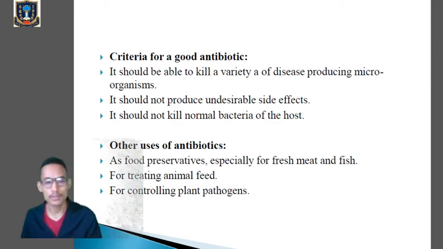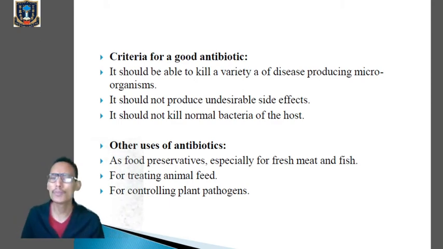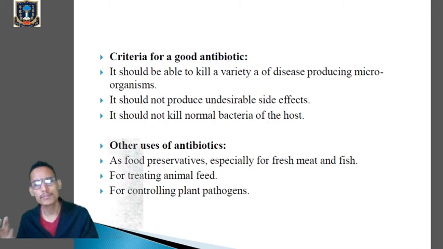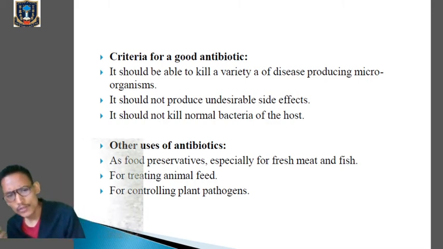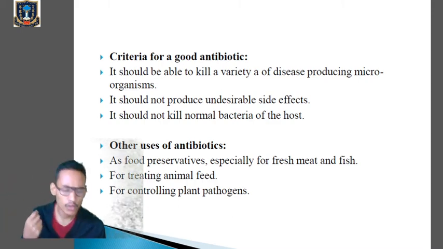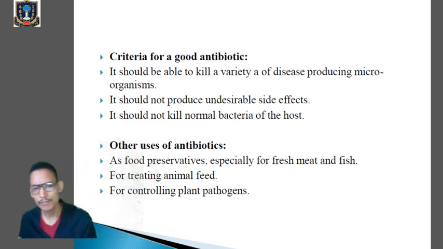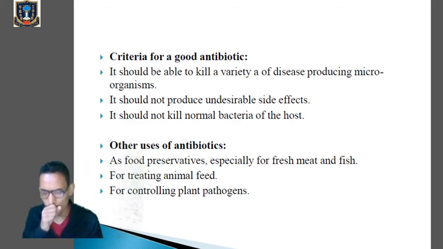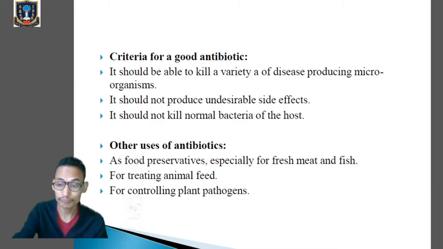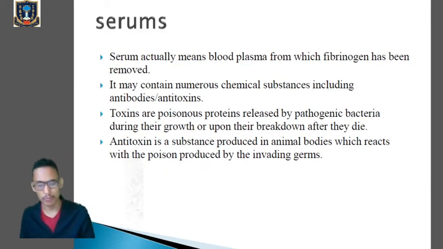Clear? Other uses: antibiotics can be used as food preservatives for preserving fish and meat. Then for treating animal feed, and for controlling plant pathogens. So these are a few examples where we can use antibiotics. Next one, serums, for producing serums.